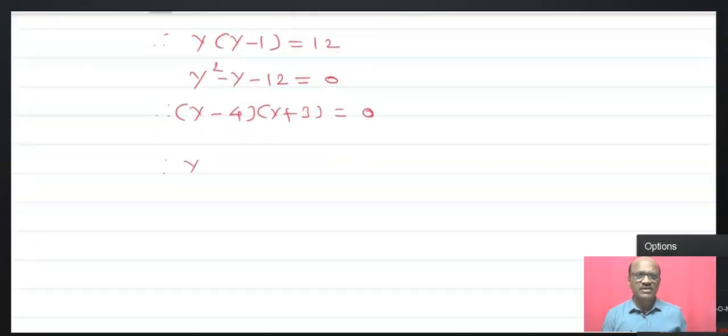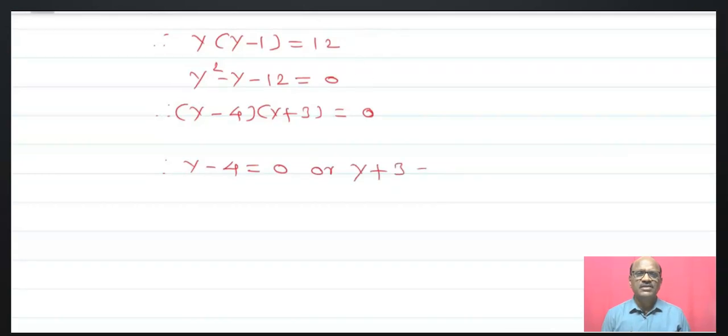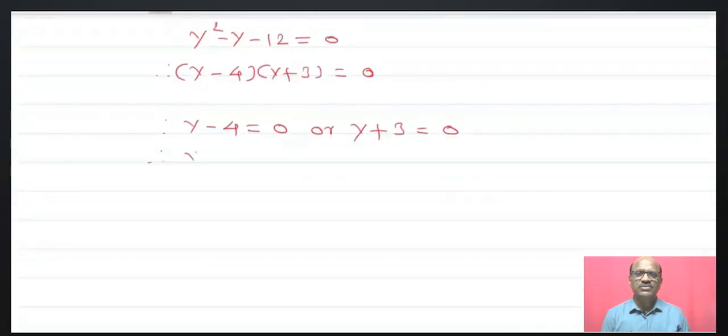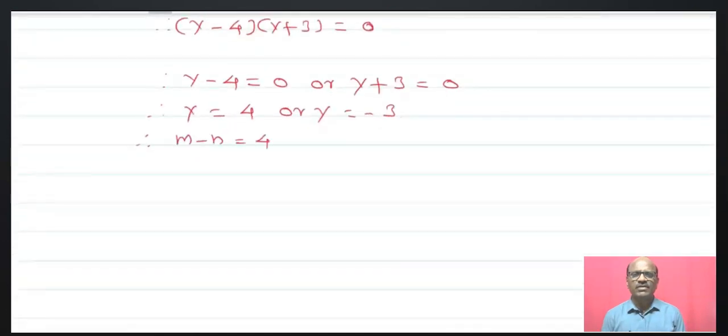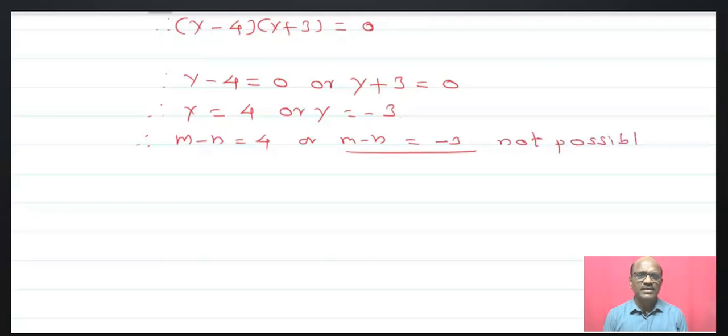This is a very simple quadratic equation. Therefore, y minus 4 is equal to 0 or y plus 3 is equal to 0. Therefore, y is equal to 4 or y is equal to minus 3. Now here, what is the value of y? y is m minus n is equal to 4, and m minus n is equal to minus 3. Again, it is a minus, which is not possible. Therefore, we take m minus n is equal to 4.